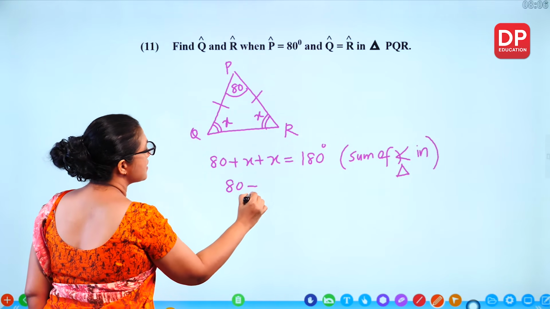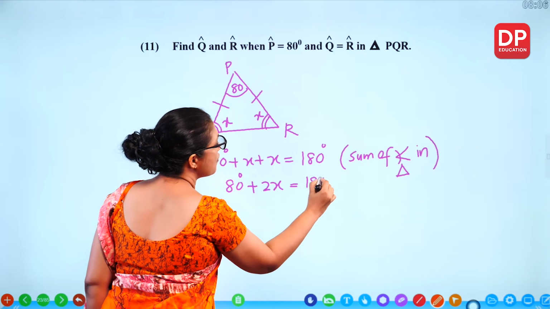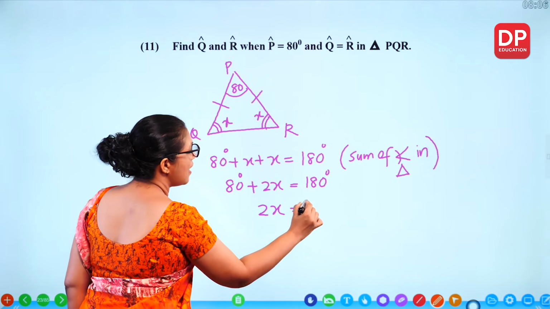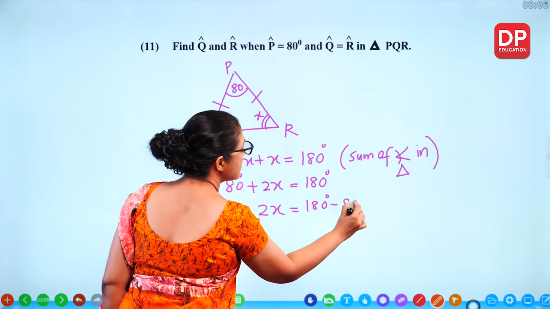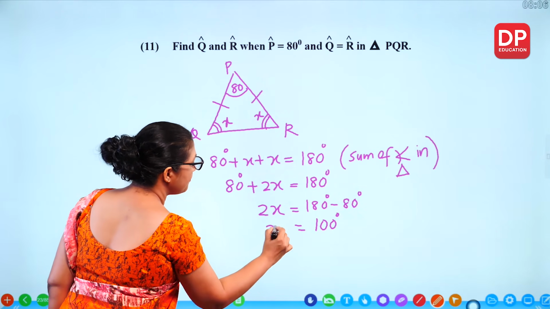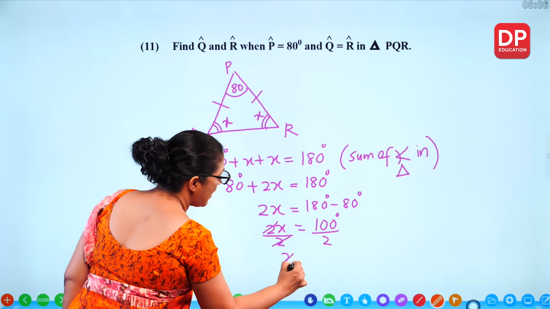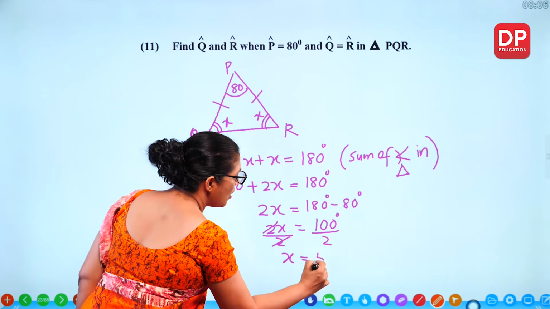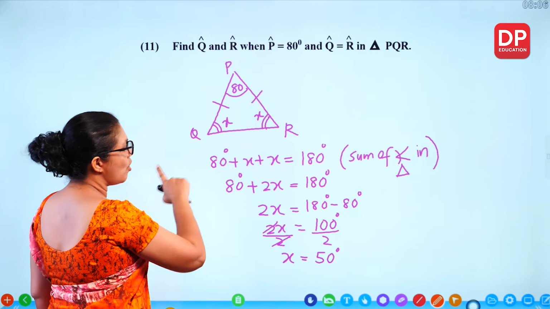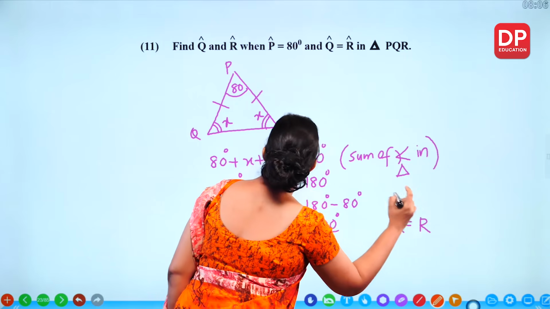80 plus x and x becomes 2x. Now subtract 80 from both sides. So 2x equals 180 minus 80. So you get 100 degrees. Now divide both sides by 2. You get x equals 100 divided by 2, which is 50 degrees. So Q angle is also 50 degrees and R is also 50 degrees.